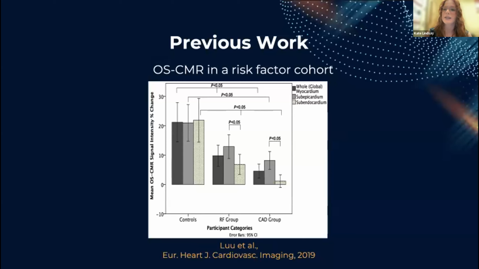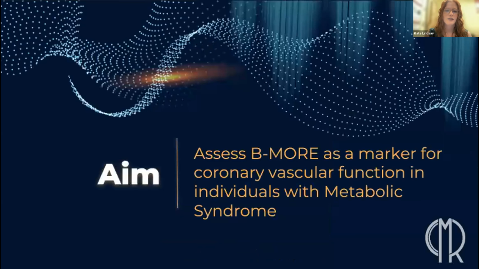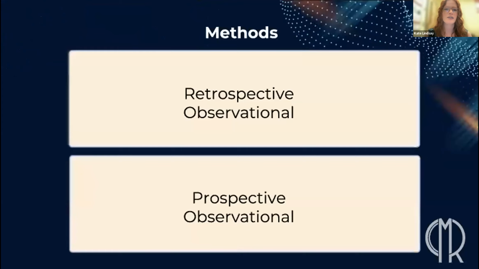And I want to build on this work by first studying a metabolic syndrome cohort and also using our breathing maneuvers as the vasoactive stimulus instead of an injection of adenosine. So in that way, I'd like to assess BMOR as a marker for coronary vascular function in the individuals who have metabolic syndrome. To do this work, there's two branches, a retrospective observational branch and a prospective branch.